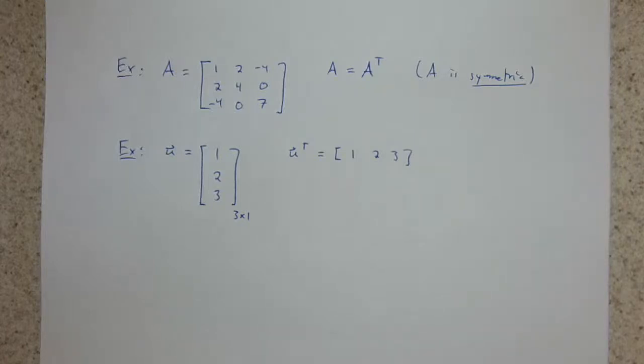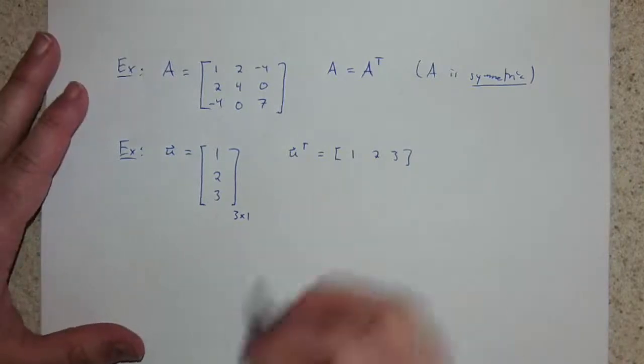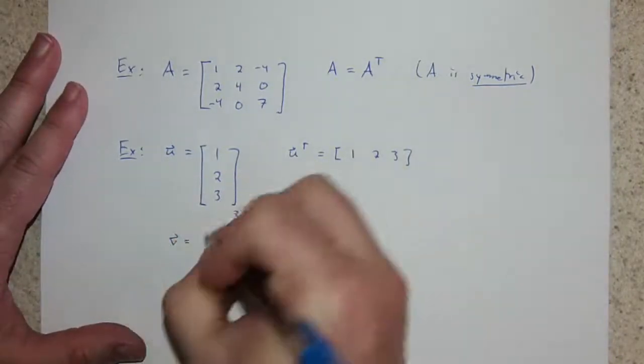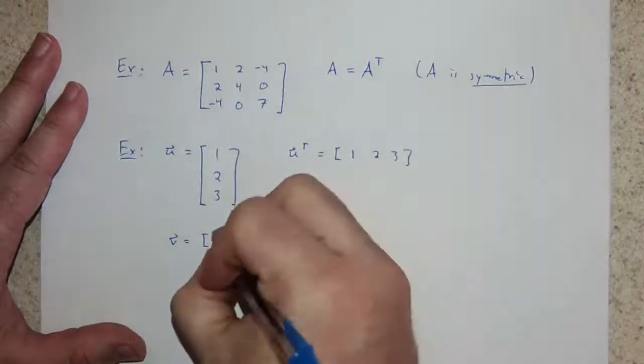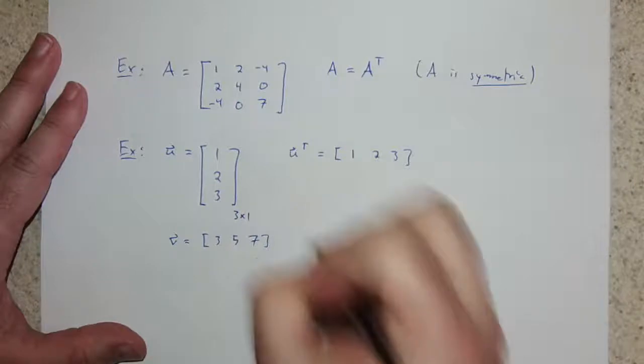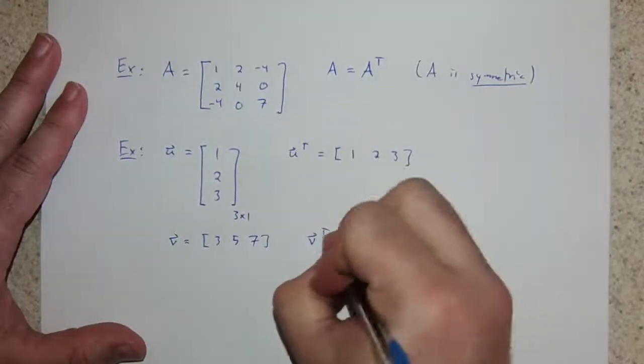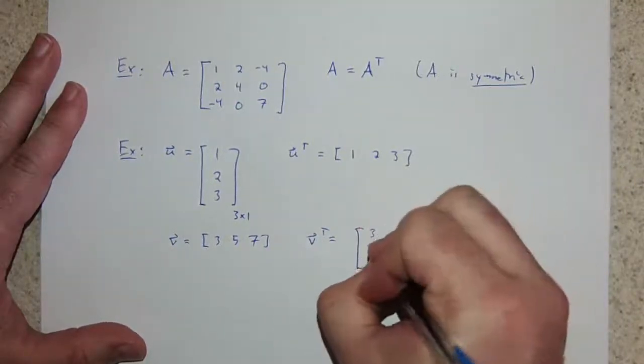Similarly, if you take a row vector, you can transpose it and you get a column vector, right? So similarly, if v is the row vector, say 3, 5, 7, then v transpose is the column vector 3, 5, 7.